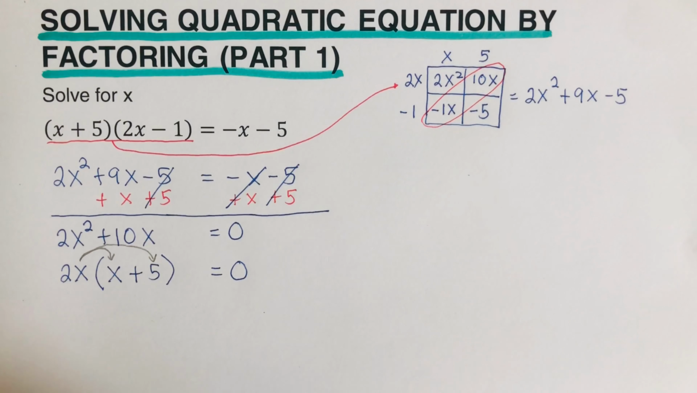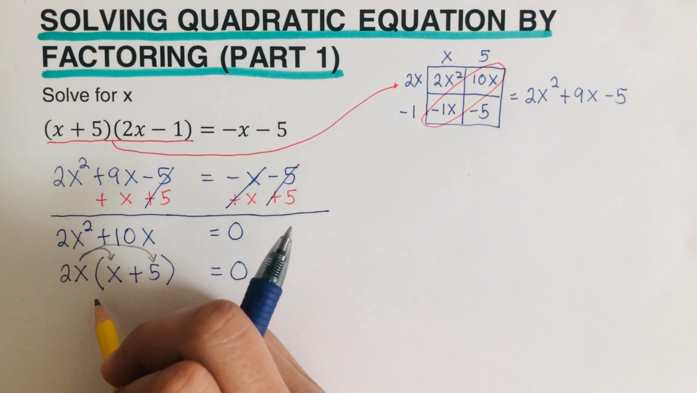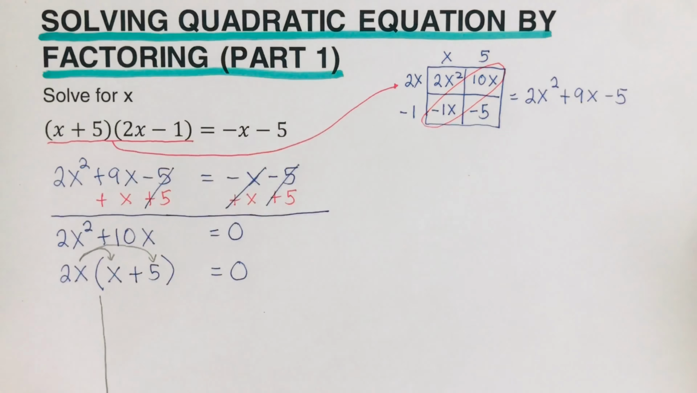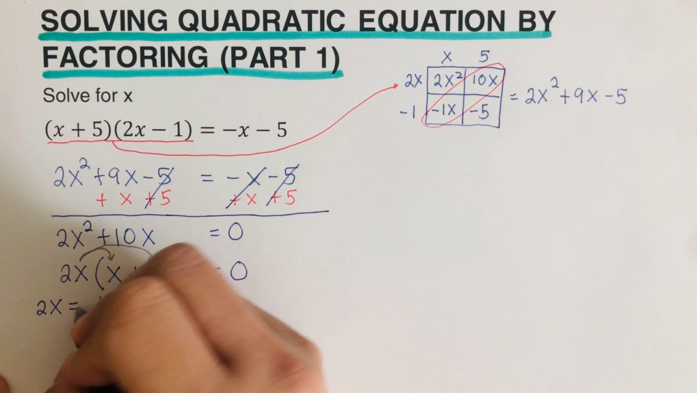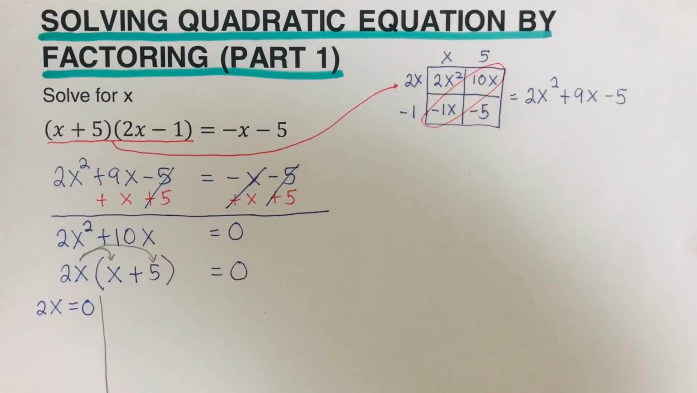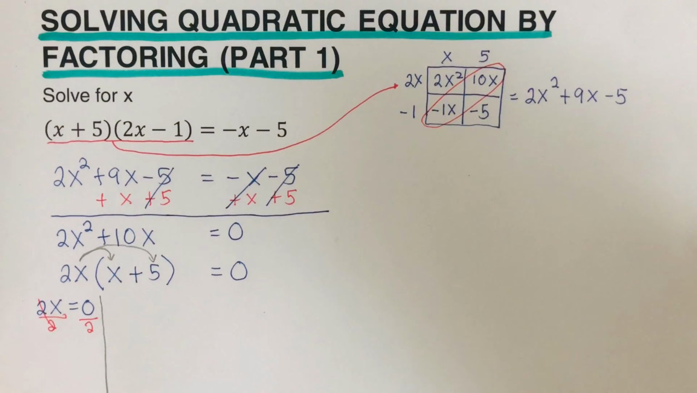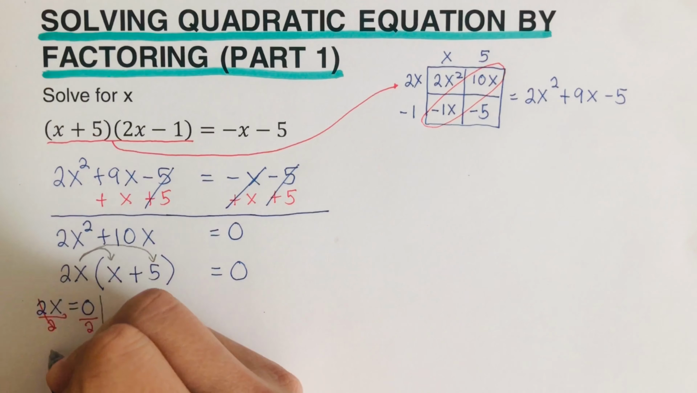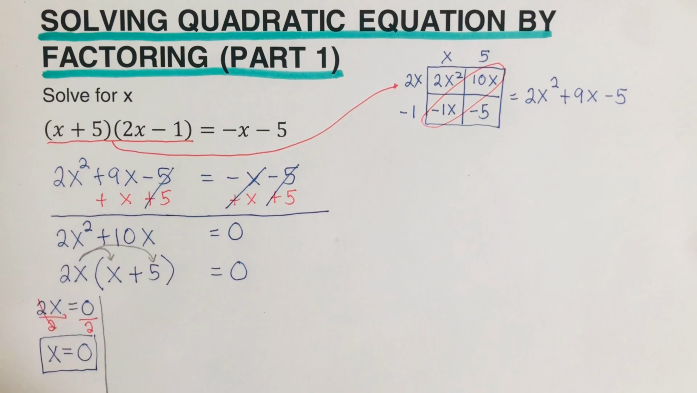So remember the zero product property. This will be equal to 0, and this inside the parentheses will be equal to 0. So I can go ahead and write the equation right here. The first one is 2x equals 0. Then I solve for x by dividing both sides by 2. So the first x right here is 0, because 0 divided by 2 is 0.